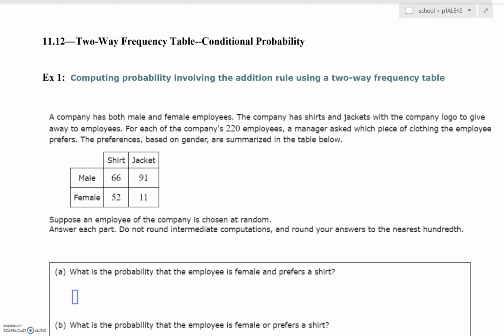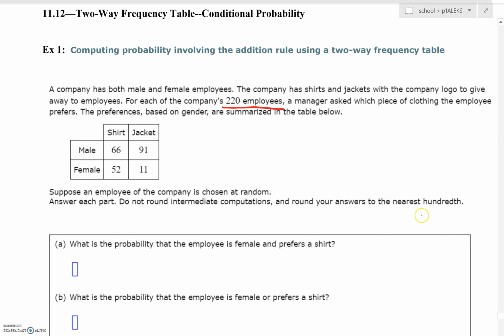So a company, we can read an example one, has male and female employees. The company has shirts and jackets with the logo to give away to employees. So you've got 220 employees. You don't have to add up every single item in the table, thankfully. A manager asked which piece of clothing the employee prefers, and the preferences based on gender are summarized.